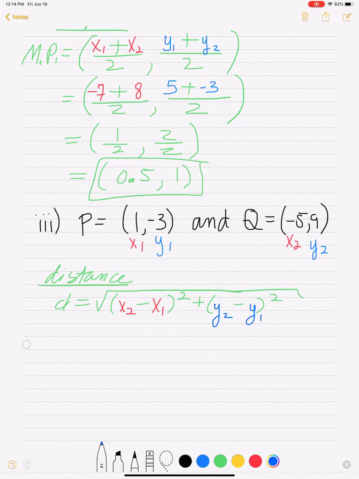All right, I'm going to do the same thing. I'm going to make a template. But this time I'm not going to write in the letters. I'm going to leave blanks, so I'm going to do blank minus blank squared plus blank minus blank squared. And the radical goes all the way over.